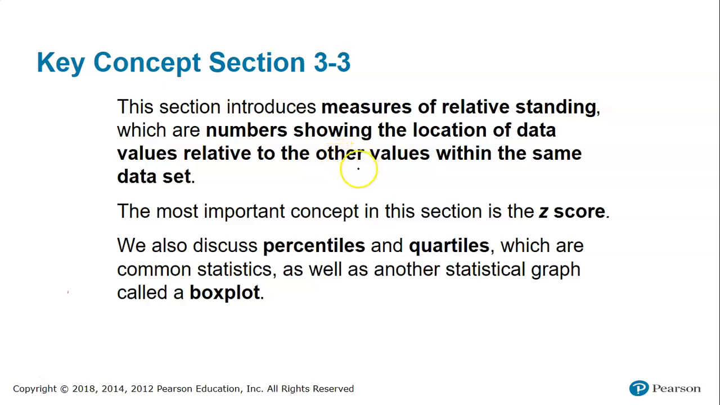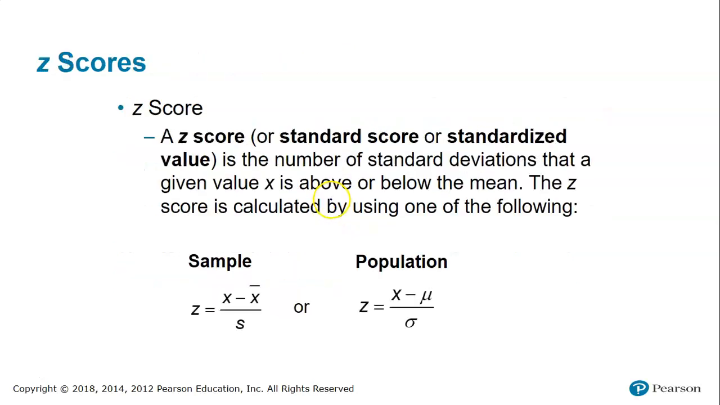The most important concept would definitely be the z-scores, which we will be using going forward in other chapters as well. So it's really important that you understand what a z-score is. Like I said, we'll also talk about percentiles, quartiles, and also the statistical graph called a box plot. Okay, the first one that I want to mention is a z-score.